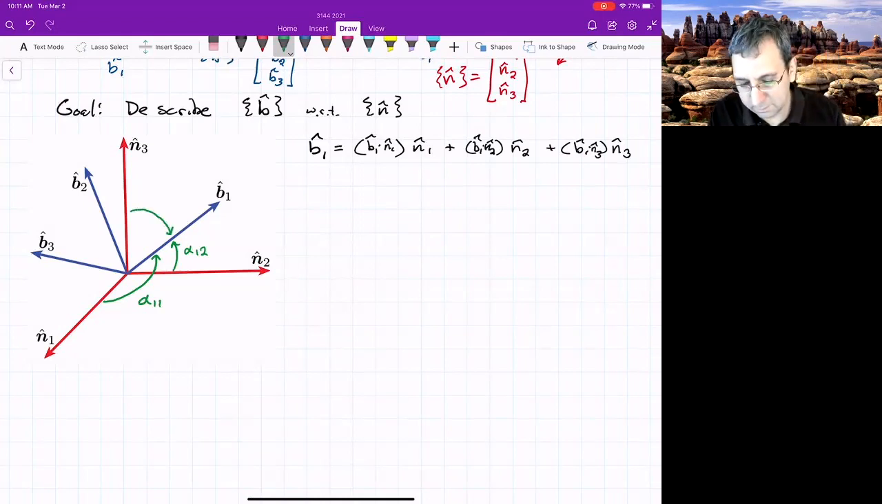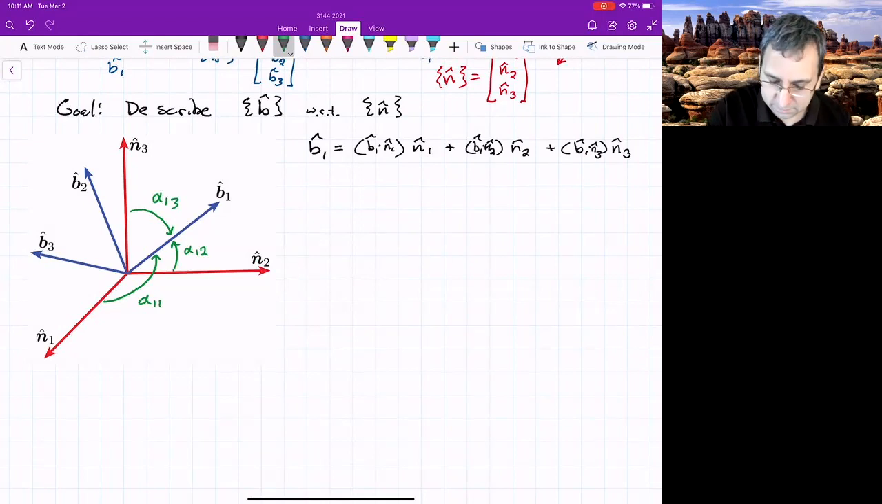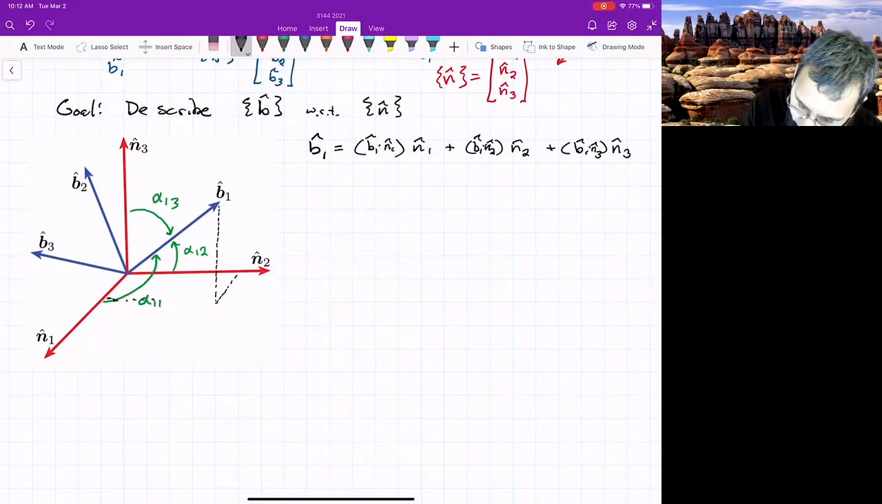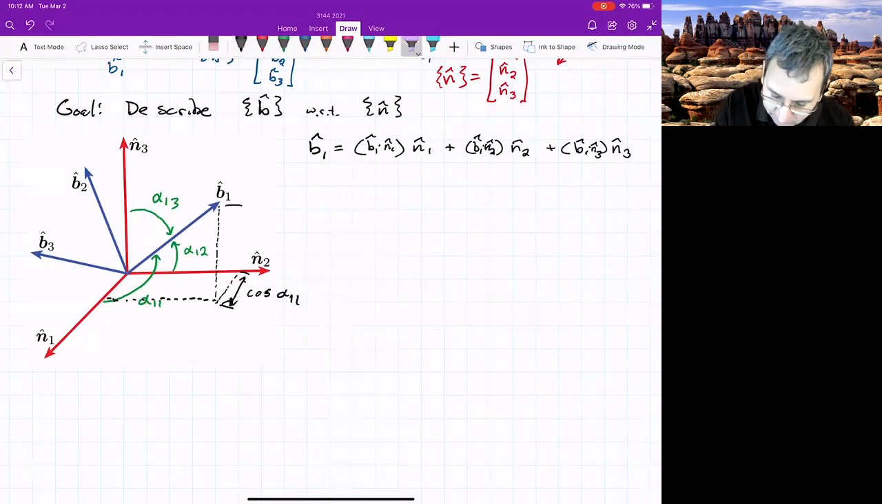And what's this angle between B1 and N3? It's going to be alpha 1,3. And then we could write the projection. Remember, these are all unit vectors. So all of these are related to cosines of different angles. So how about from here to here, this is cosine alpha 1,1, right? Because that's the amount of the projection. If you're having a hard time seeing that, this is the same as the projection of B1 onto N1. And I'm just drawing it there. So this is cosine alpha 1,1. And same for the others.